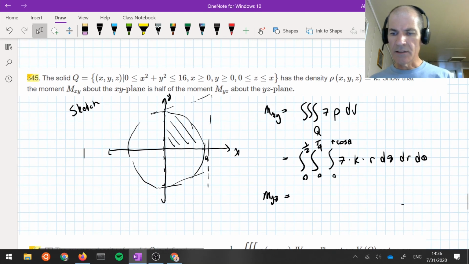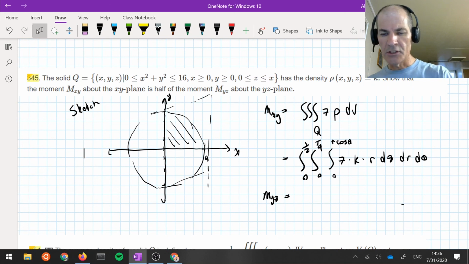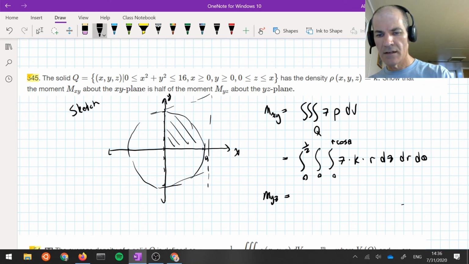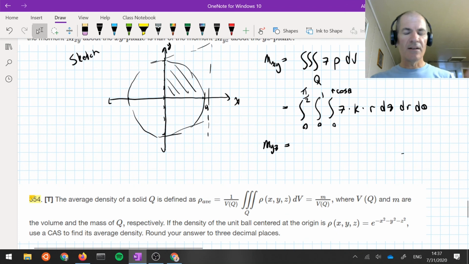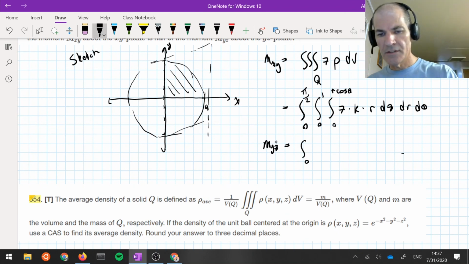Looks like I lost a little bit of my, yeah, I'm not really sure what happened there. Okay, this upper limit in r should be 1, 0 to 1, because it's dz dr d theta, and then the upper limit in theta should be pi over 2. I'm not sure what happened in the copy and shuffle process. Now, the limits stay the same. 0 to pi over 2, 0 to 1, sorry, the limits stay the same. 0 to r cosine theta.